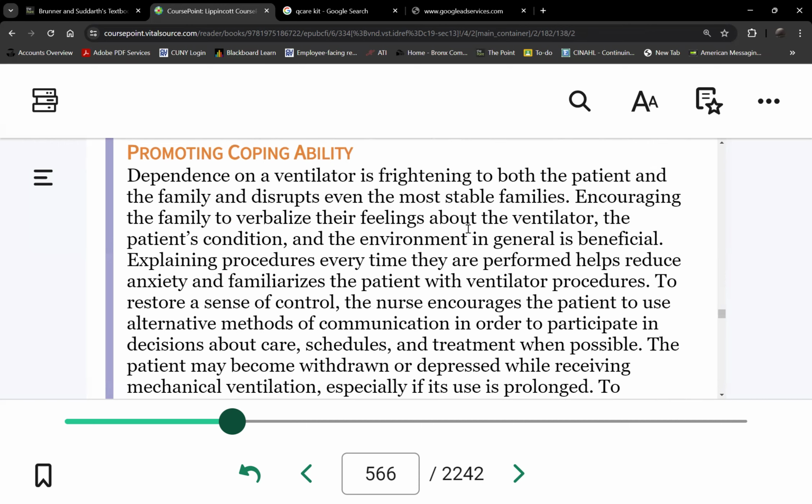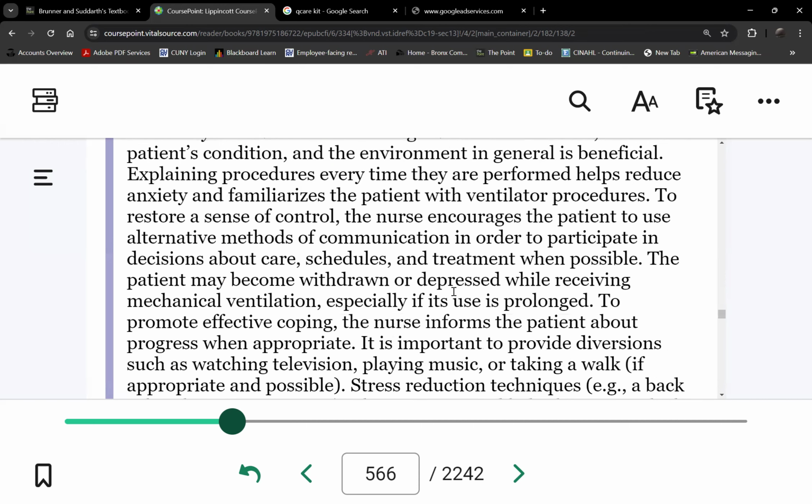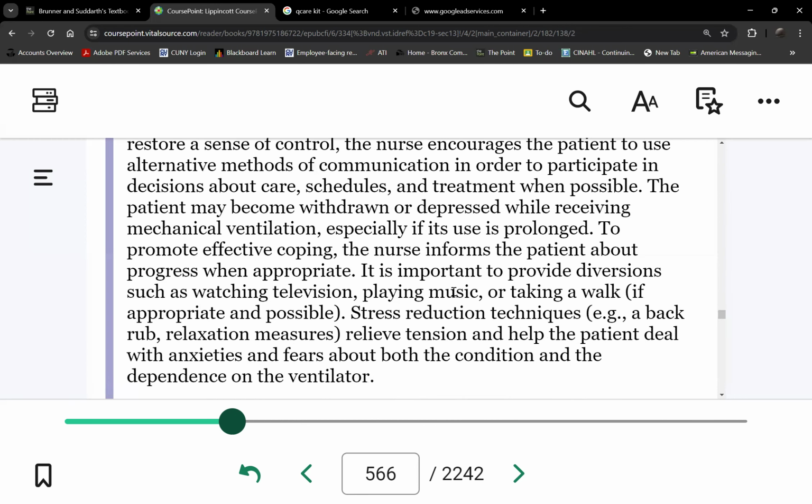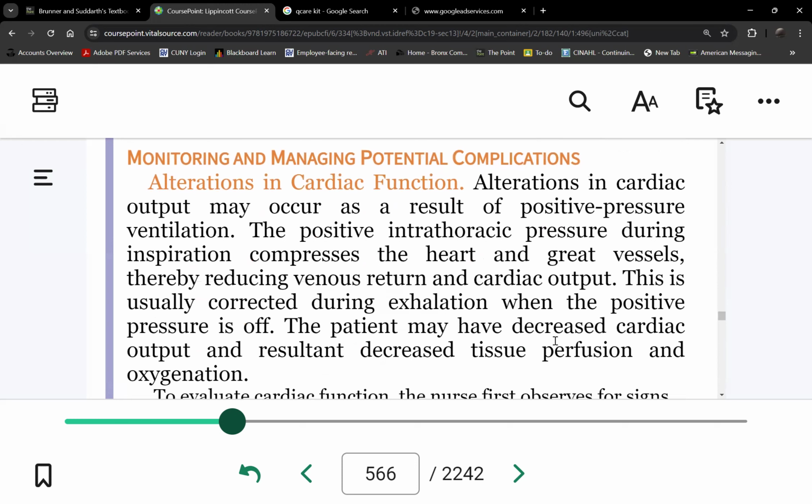Coping, this is not only for the patient, but also the family. Please make it a habit to not treat an unconscious patient any differently from a conscious patient. Still talk to them, identify them. I know they won't answer, but still ask, "Hey, tell me your name." Read the armband. Explain, "I'm here to turn you. I'm here to do mouth care." They can hear.